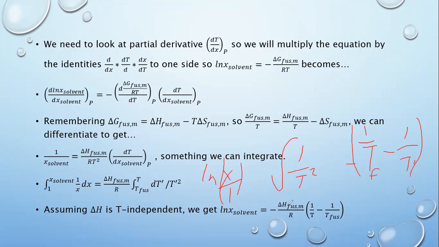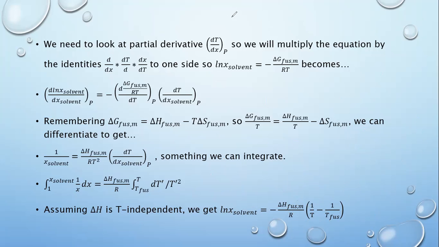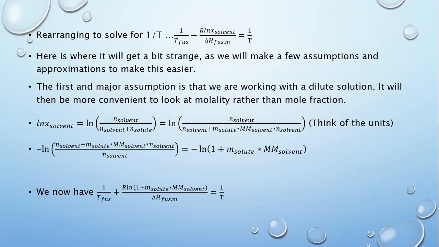Now, so basically what it is, natural log of x equals negative delta H fusion, a constant more or less, over R, a constant, times 1 over T minus 1 over T fusion, which is another constant. Last thing, we have to assume delta H is temperature independent to avoid breaking our brains. So, rearranging this to solve for 1 over T.